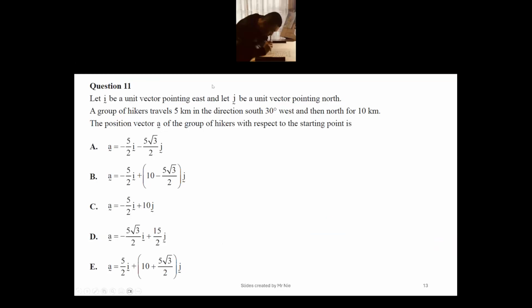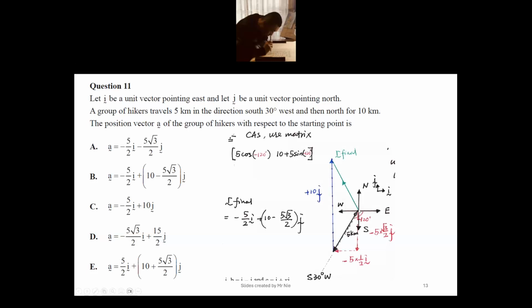Question 11, you need to read through the descriptions, like a group of hikers travels 5 kilometers in the direction south 30 degrees west and then north for 10 kilometers. So drawing a correct diagram is crucial to solve this problem. So basically, from a point, I draw a cross here, north, east, south, west, and then south 30 degrees to west. That means it's 30 degrees here, traveling 5 kilometers.